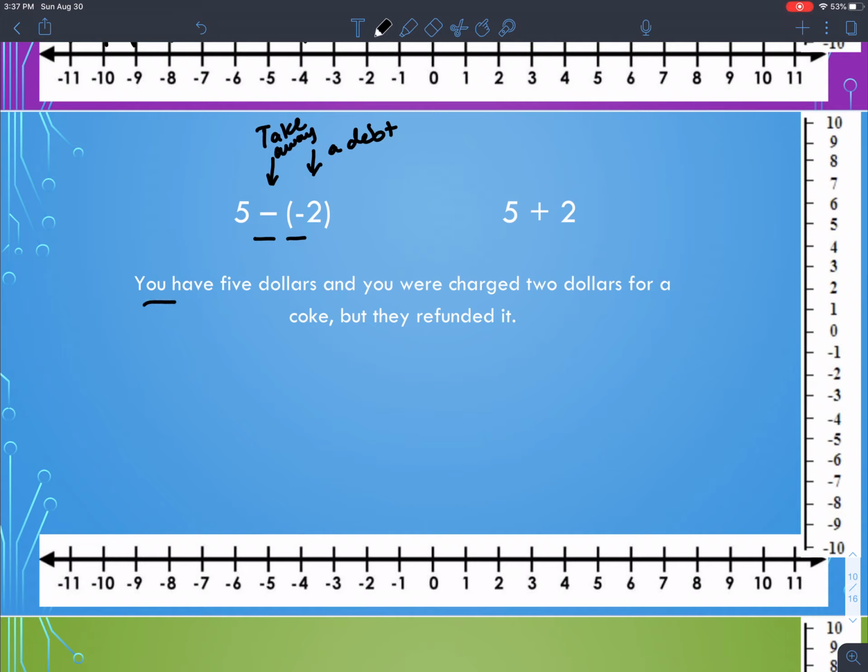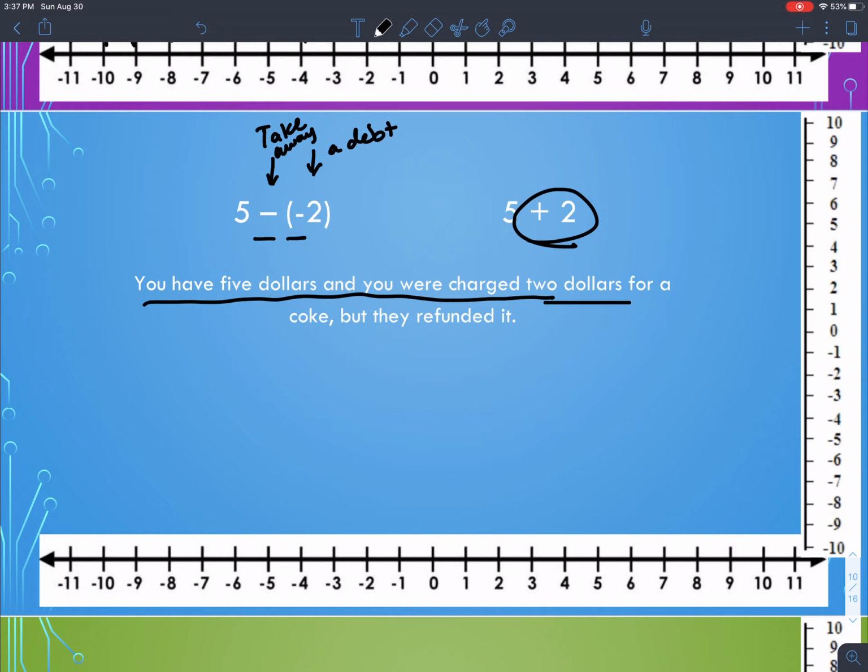You have $5 and you were charged $2. You were charged $2, but they realized they made a mistake and they refunded it. Okay? So you had $5 and you were charged $2, so you had a debt or a charge of $2, but they refunded it. So what are they going to do? They're going to give you that $2 back. So they're adding that $2 back to you.